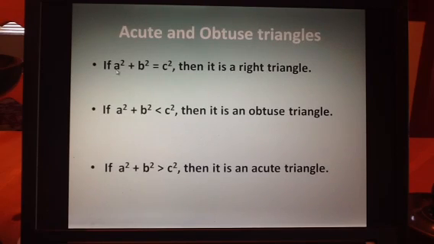Okay, so if a squared plus b squared equals c squared is a right triangle, what happens if it's not equal? Well, if the square of your two legs is less than the square of your hypotenuse, it's going to be an obtuse triangle. That means that angle is going to be greater than 90. And if the squares of your legs are greater than c squared, then it's going to be an acute triangle. In other words, that angle would be less than 90 degrees. You might want to write this down.